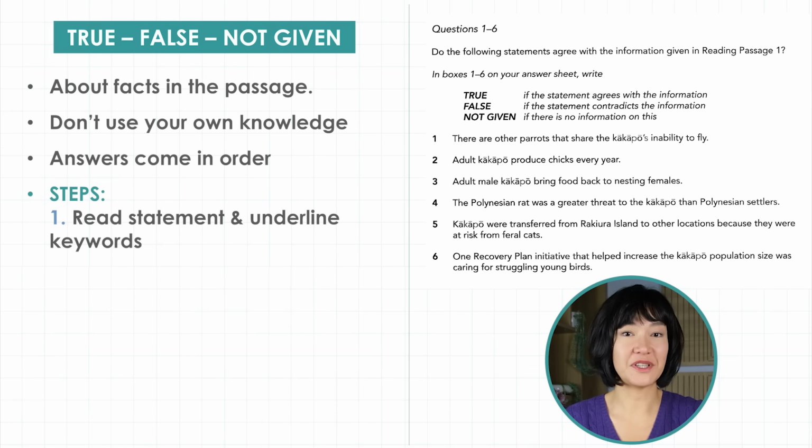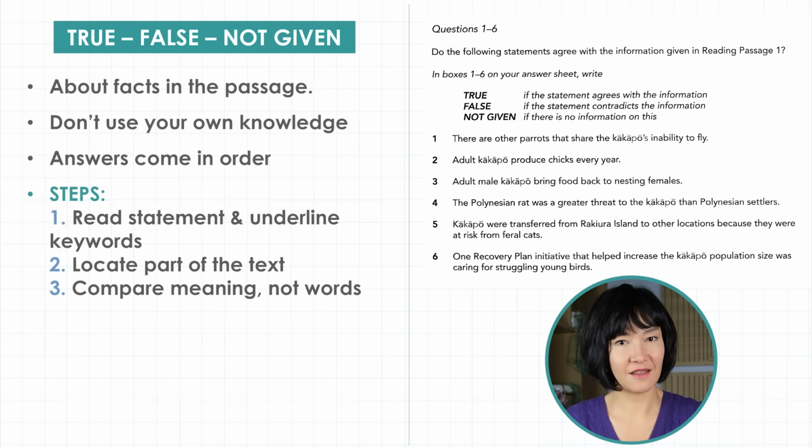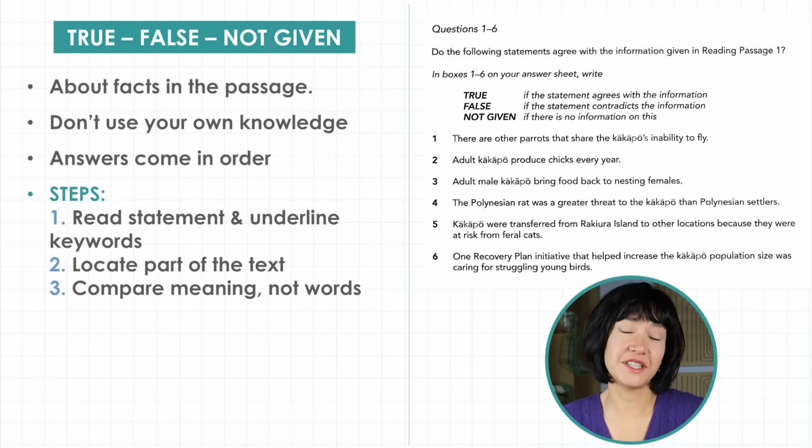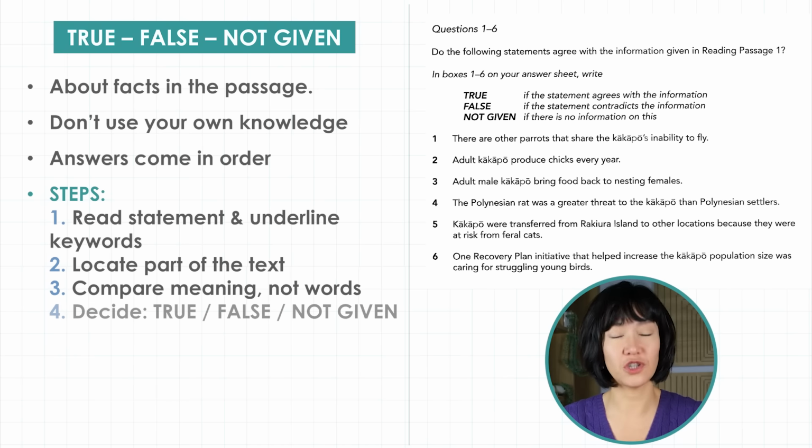Read each statement carefully and underline the keywords, including names, numbers, and dates. Then start quickly reading the passage until you locate your answer. And compare the meaning, not individual words. IELTS loves paraphrasing, and you probably won't see the same words. You'll see synonyms or a rephrased version. I find that with these questions, it's really easier to answer them if you truly understand what each option means.